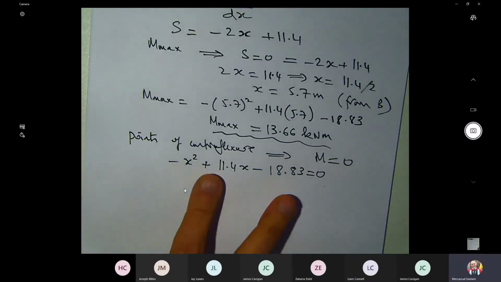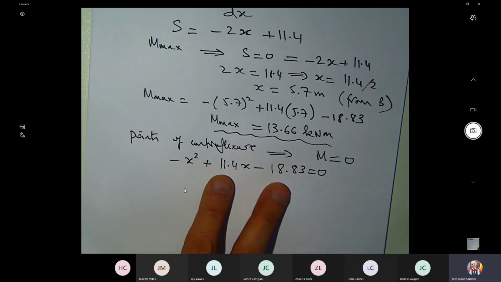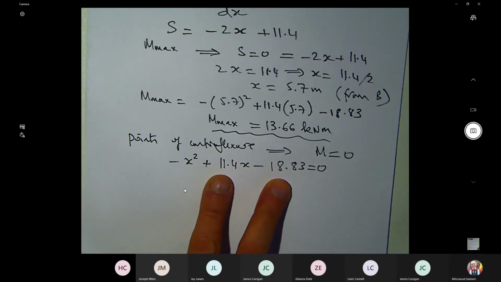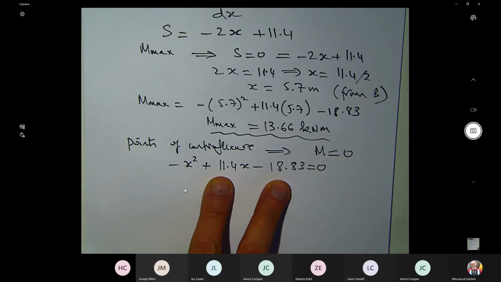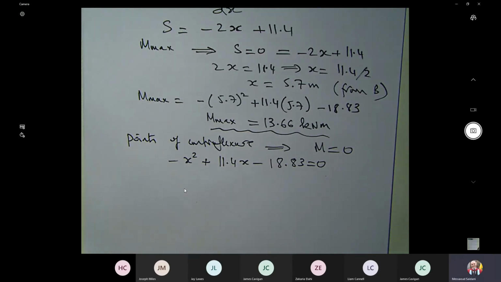What we have here is a quadratic equation. How do you solve a quadratic? Do you remember how to solve a quadratic equation? Or no? That's like GCSE. Do you remember the formula with b squared minus 4ac? Does it ring a bell?